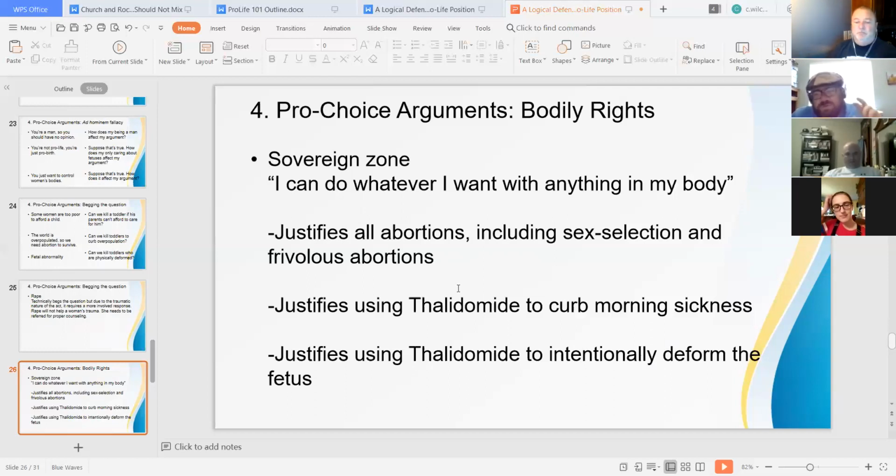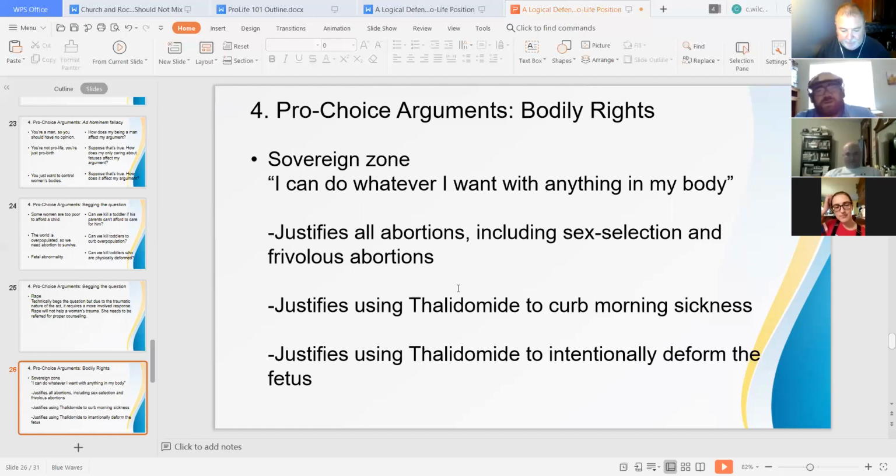But there are two more compelling arguments, and Trent Horn is usually the one that we talk about as being responsible for making this distinction between the two. So the first kind of bodily rights argument is the sovereign zone argument, which is essentially, I can do whatever I want with anything in my body. So she treats her body kind of like a sovereign zone, you might say. She won't use those terms. Those aren't something that we hear, but that's kind of the idea behind it.